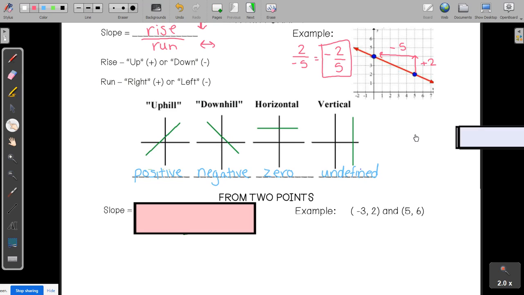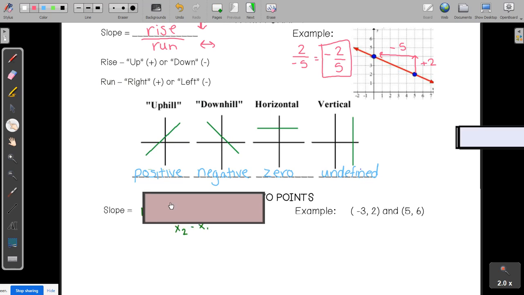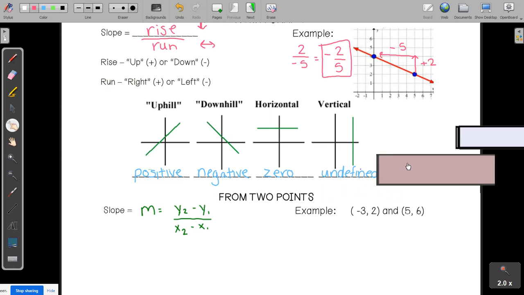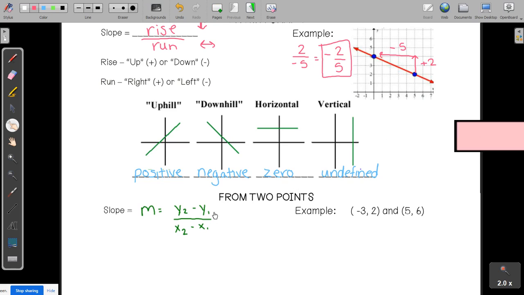Now let's look at it when we are given 2 points. So the slope, which we also call m, is equal to y2 minus y1 over x2 minus x1. So here's our example, negative 3, 2, and 5, 6. Label each point. This is our first point, this is our second point. So we have x1, y1, x2, y2.